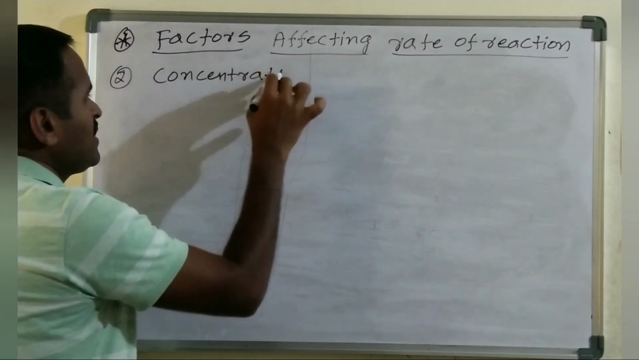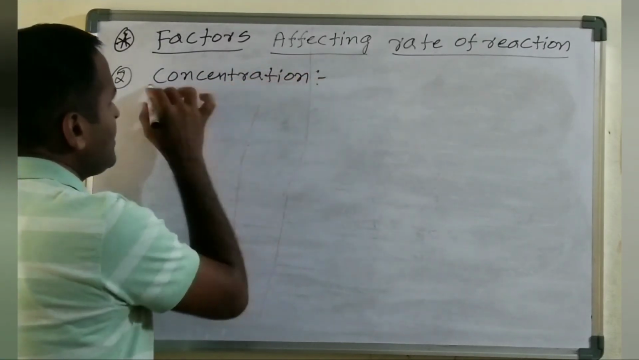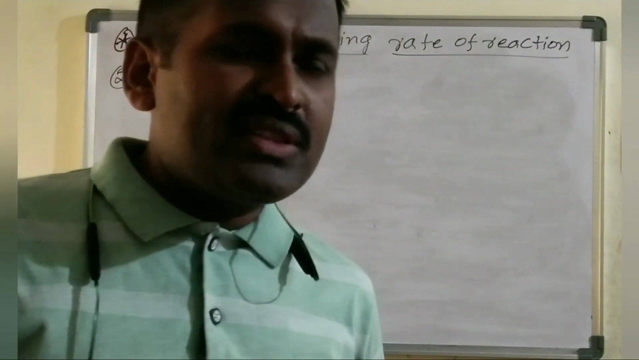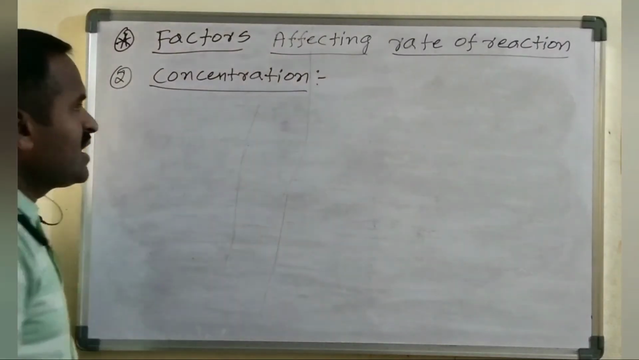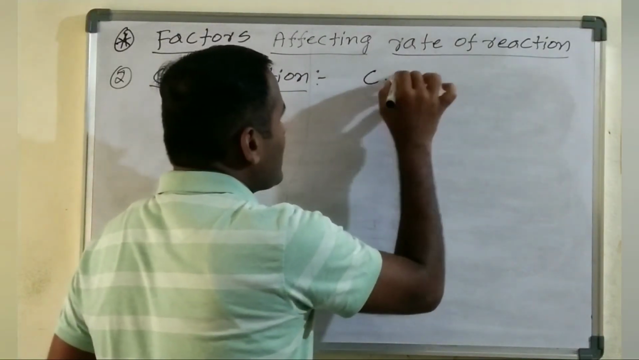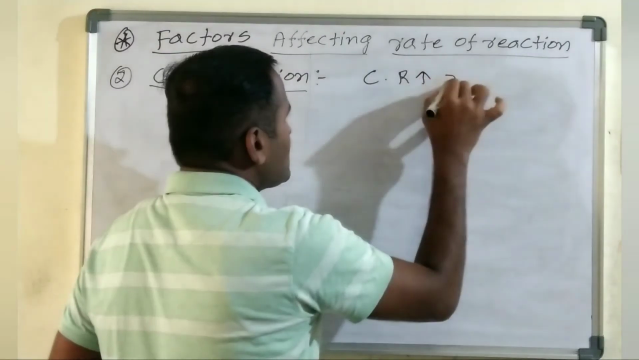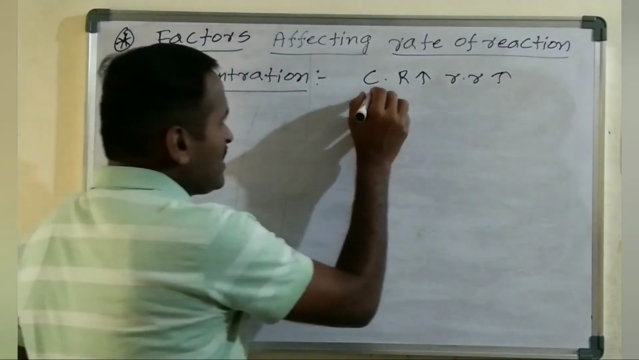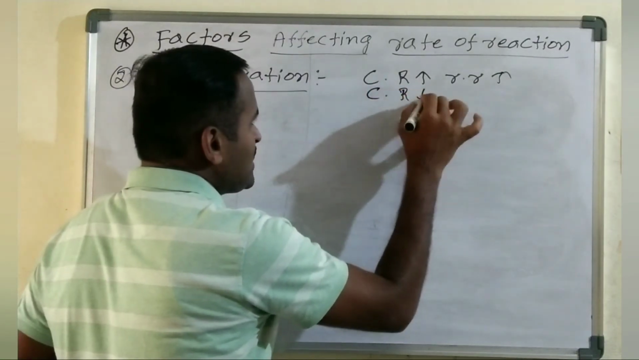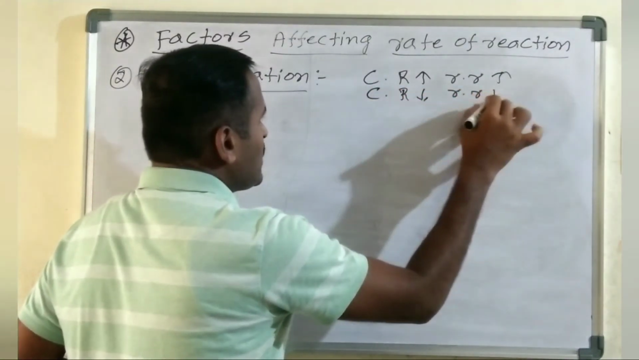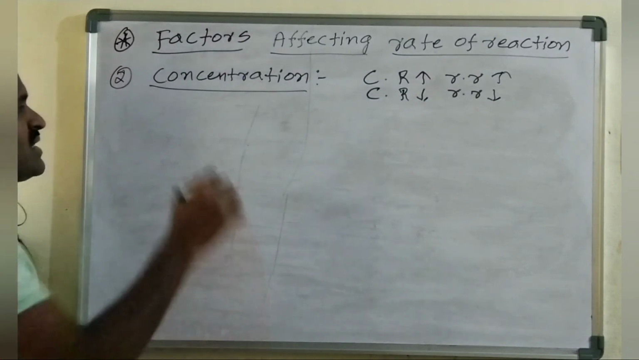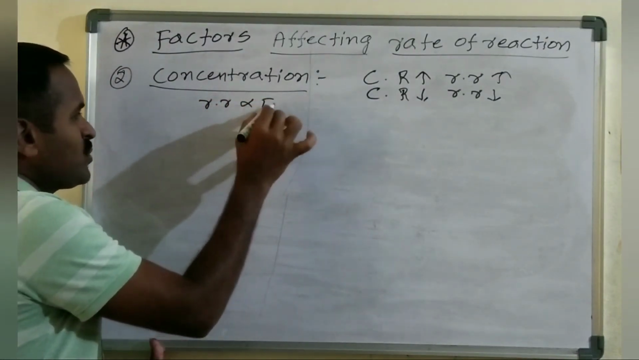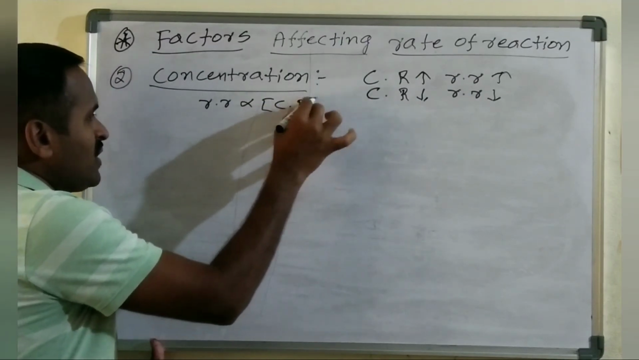Concentration is nothing but the concentration of reactants. If the concentration of reactants increases, then the rate of the reaction also increases. If the concentration of reactants decreases, then its rate of reaction also decreases, according to the law of mass action. For most chemical reactions, the rate of reaction is directly proportional to the concentration of reactants.